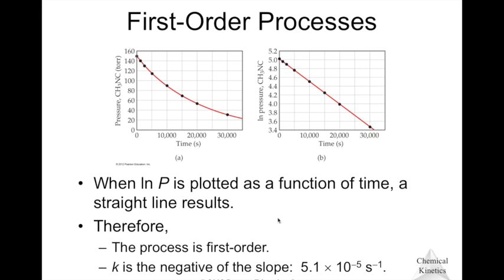So therefore, we can say that that process is first order, and if you want to figure out the k, k is the negative of the slope, which happens to be 5.1 times 10 to the minus 5th per second. So just by graphing the data in different representations, you can figure out what's going on with the reaction.